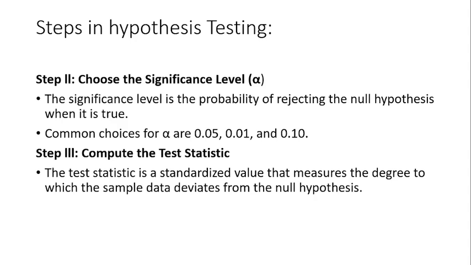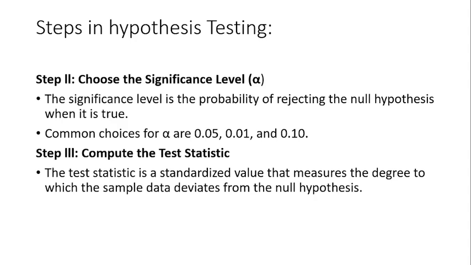What does it mean? If you take 0.05, you are saying that there is a 5% chance of rejecting the null hypothesis when it is true. Or if you take 0.1, you are saying that there is a 10% chance of rejecting the null hypothesis, a 10% chance of saying that you are guilty when you are not. And 0.01 means 1% rather. It is 0.1 that is 10%. So when you choose your alpha value, these are the common ones.